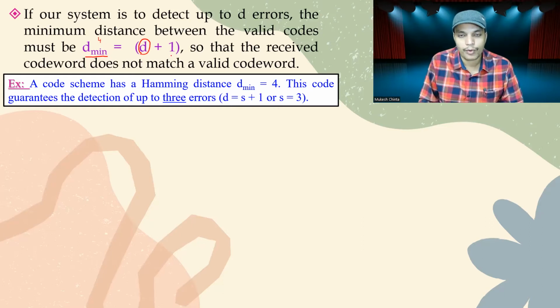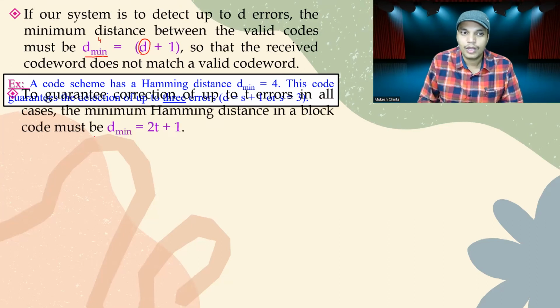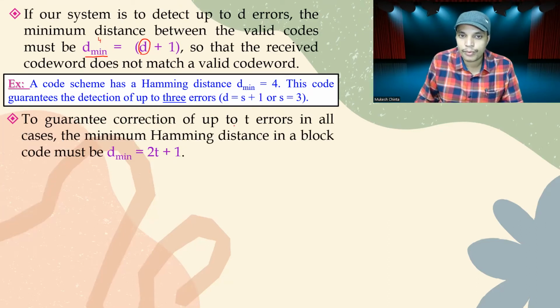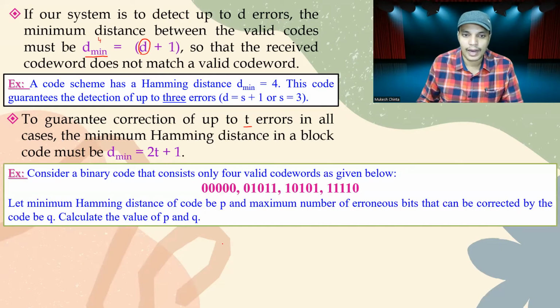Similarly, because we are talking about an error correction scheme, to guarantee correction of up to t errors in all cases, the minimum Hamming distance in a block code must be dmin equal to 2t plus 1. What is it? 2t plus 1. Okay. Now, let me show you.